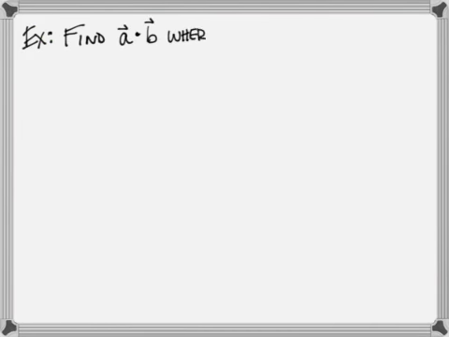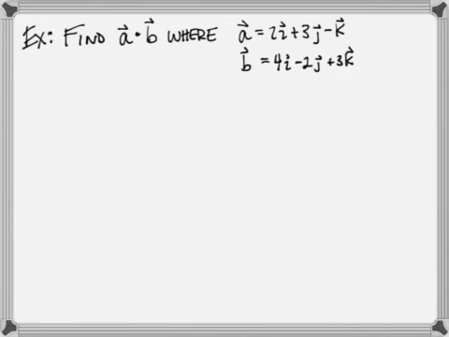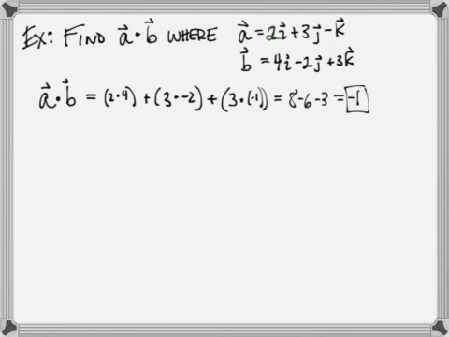Let's say we have our vectors A and B, where A is 2i plus 3j minus k, and B is 4i minus 2j plus 3k. And I want to find the dot product. Well, doing what we just did before, I just multiply the components, the values in front of the components, and I'm going to get -1 as my dot product. So that's my dot product.